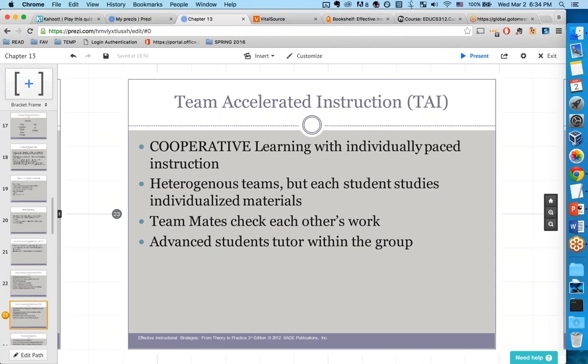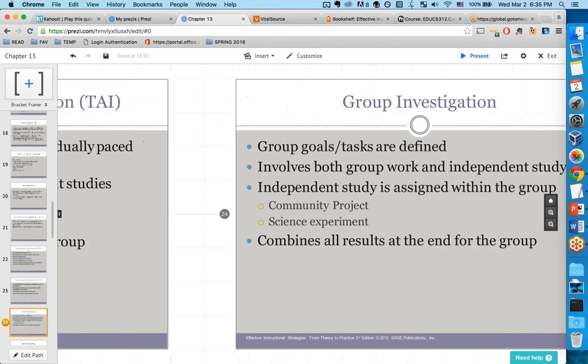There's team accelerated instruction. So this is cooperative learning with individual paced instruction. You've got heterogeneous teams, but each student studies individualized materials. Even though they're part of a team, every team member has a different material to study. And then later team members check each other's work, and advanced students may tutor within the group, such as peer tutoring.